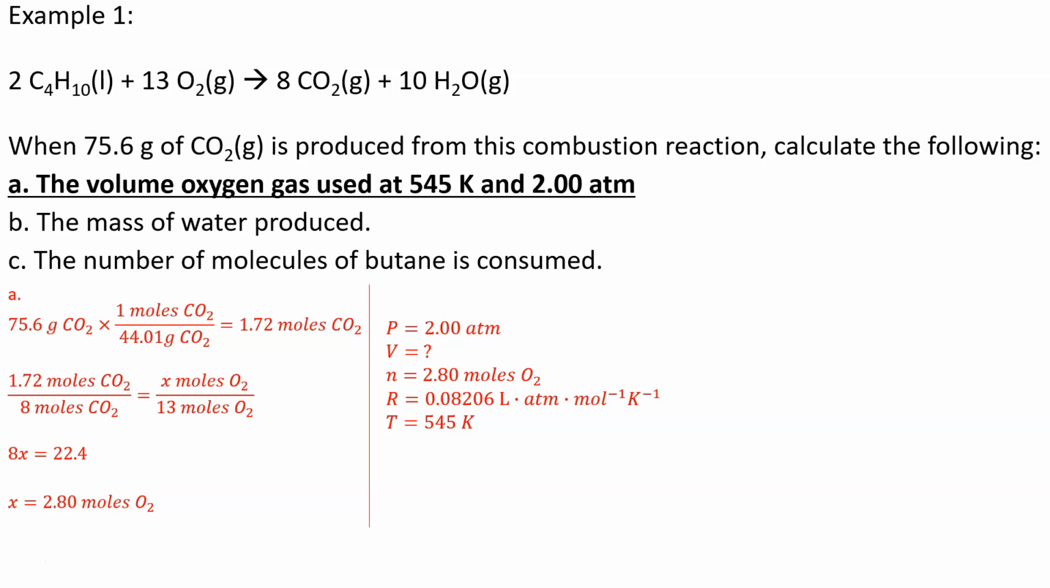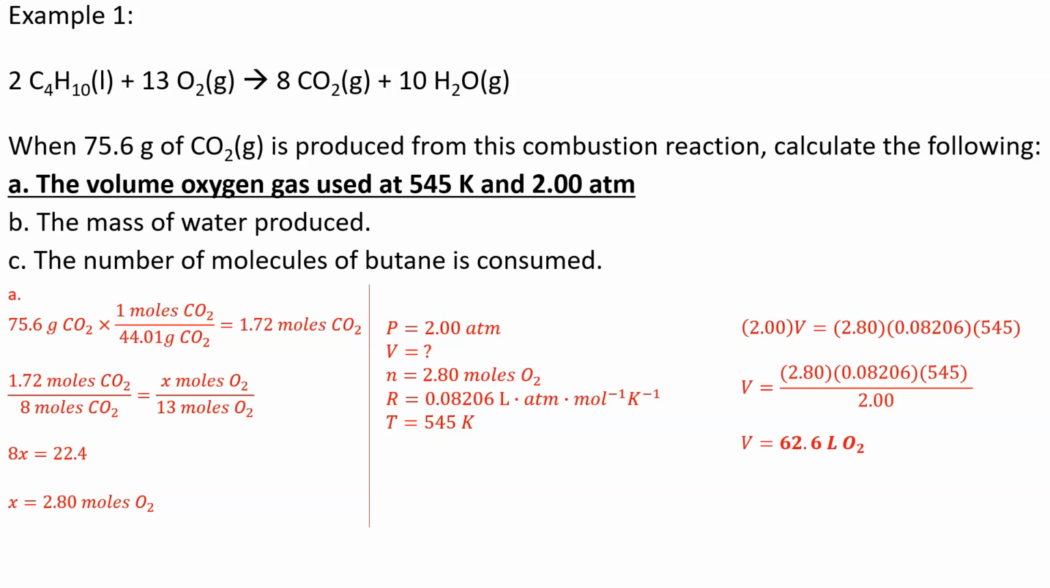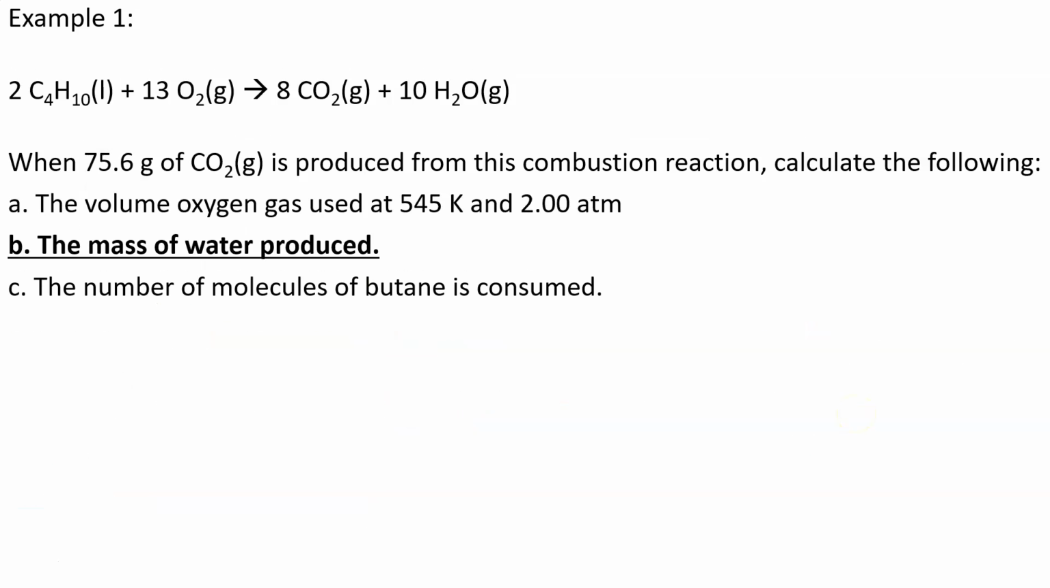Now I can plug that into my equation. It's going to be PV equals nRT, so that's 2.00 times V, my unknown, equals 2.80 times 0.08206 times 545, and that's what we have here. In order to solve, I'm going to divide by 2.00 to find what V is. So I get this. Put that in your calculator and you will find the volume to be 62.6 liters of oxygen. That's part A. Part B asks for the mass of water produced.